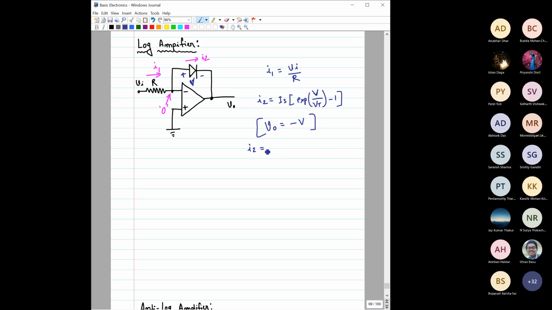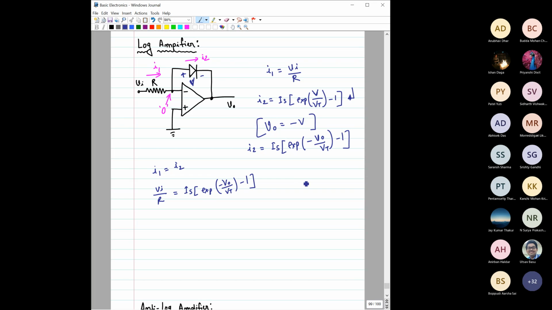So that way we can write I2 is equal to Is exponential of, this is the well-known diode equation, that's what we are using here, minus V naught by Vt minus 1. Again, I1 equal to I2. So that way, what we are getting is like this. Vi by R would be equal to Is exponential of minus V naught by Vt minus 1.